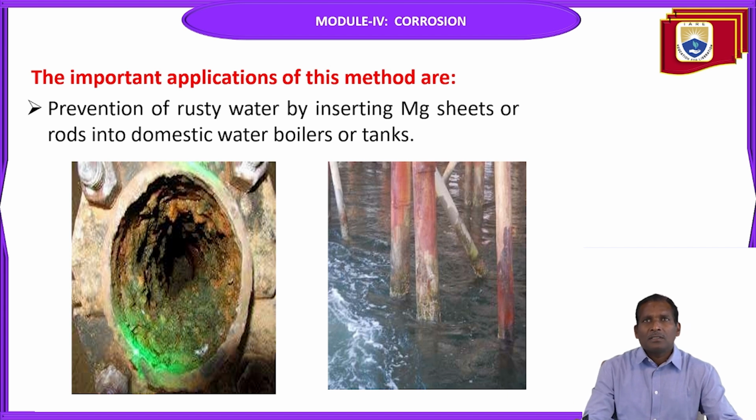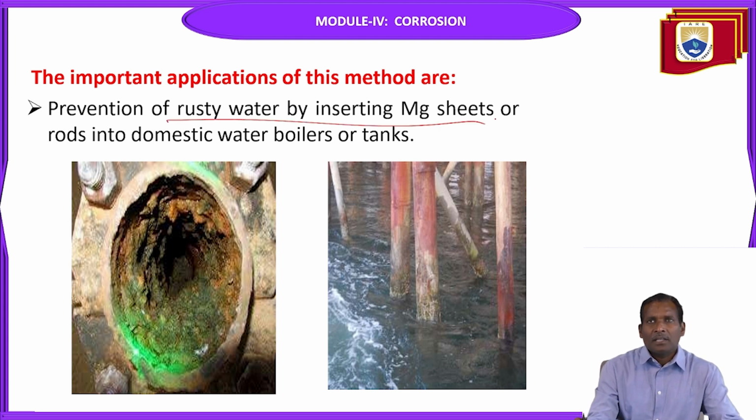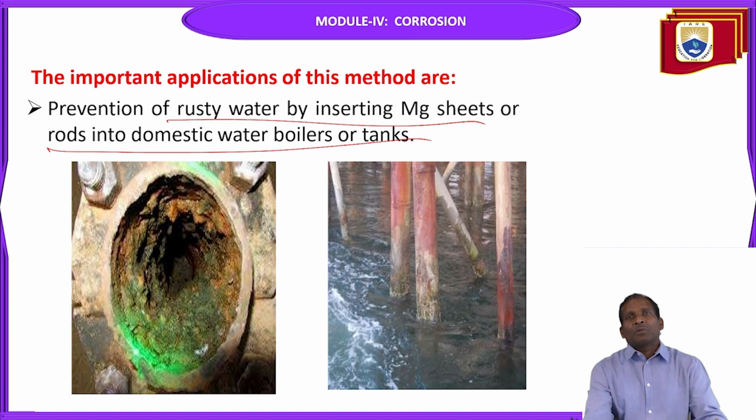Another important application of this method is prevention of rusty water, by inserting magnesium sheets or rods into domestic water boilers or tanks. So by inserting magnesium sheets or rods into domestic water boilers, you can prevent this type of corrosion by applying this method.